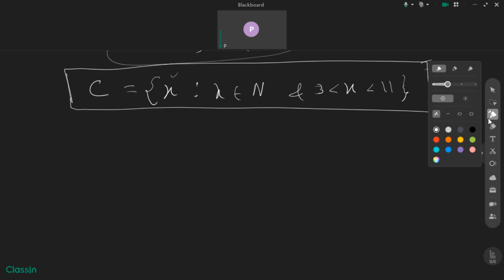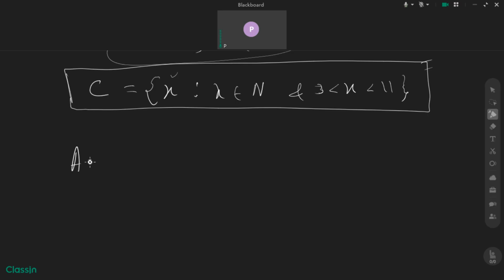The first property is, for example, if I have a set of the first 10 natural numbers. Let us say set A is equal to {1, 2, up to 10}. Now, I will be asked whether 1 is an element of set A or not. So how will we represent that? We write it like this: 1 belongs to A.